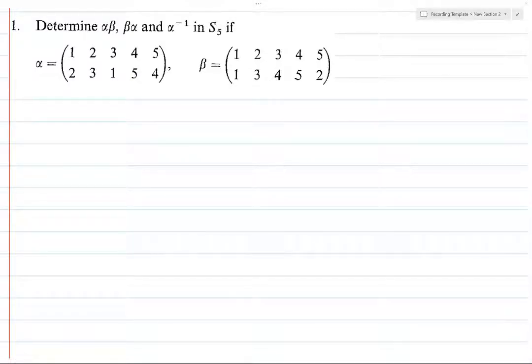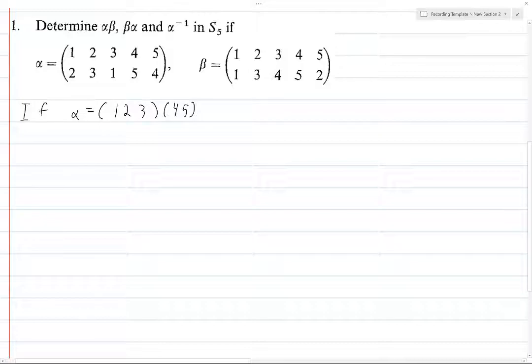Alright, here's a quick exercise to get you used to permutations. First, I'm going to write this in a way that lets me show you my favorite way of writing permutations. You go (1 2 3)(4 5). And what does this mean? This first parenthesis means alpha sends 1 to 2, it sends 2 to 3, and then, because 3 is at the end of the parentheses, it sends 3 back to 1.